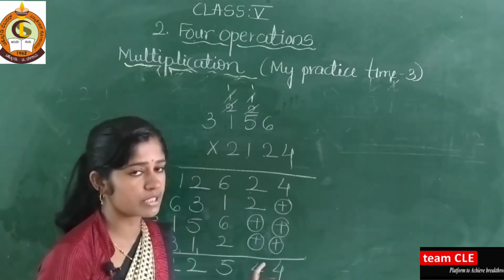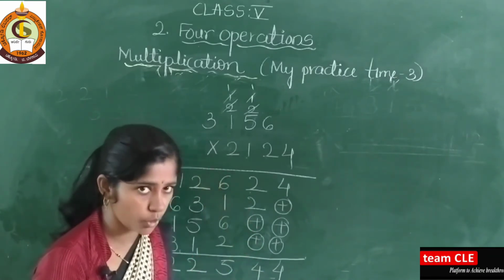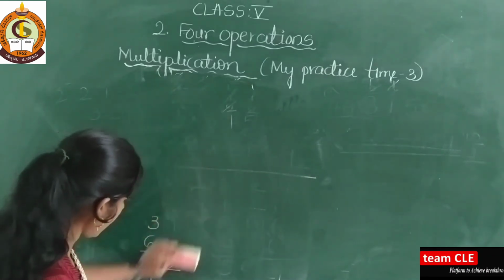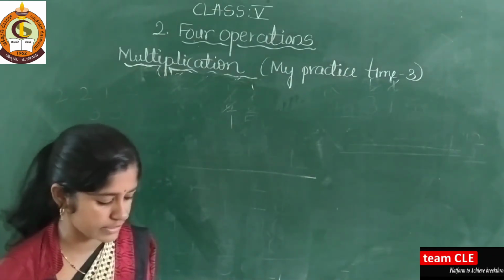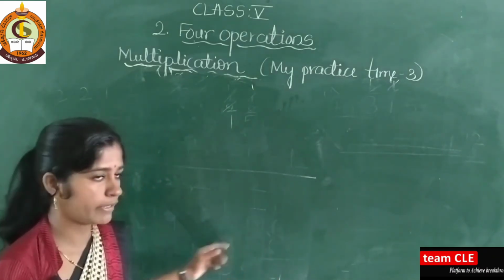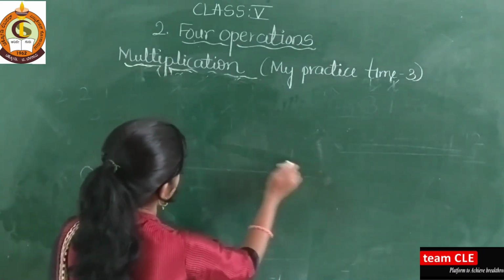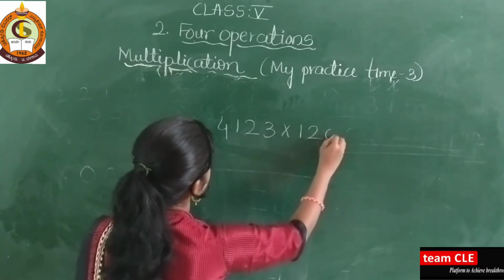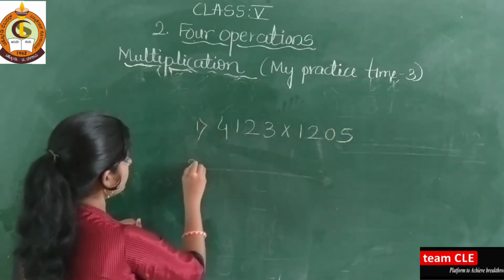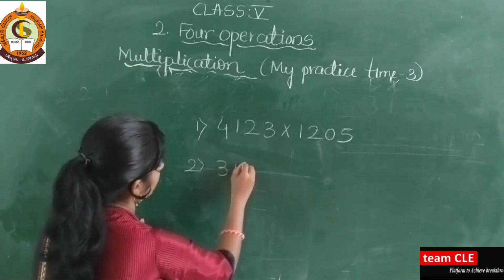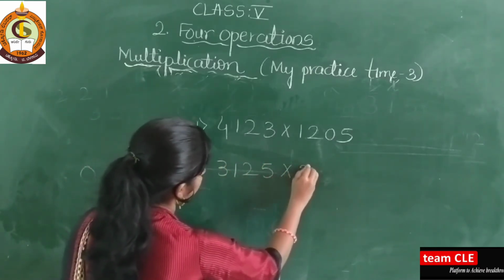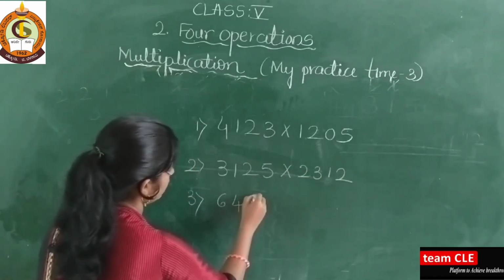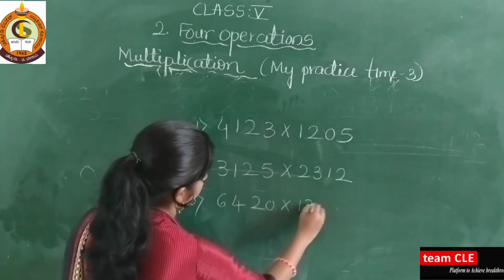While practicing, first you practice whichever examples I have solved on the board. Next you practice the next example. So let us take some examples as homework, because in your textbook only 2 examples were there. Already I have solved them. For your practice I will give these examples. Take 4, 1, 2, 3 into 1, 2, 0, 5. First one. Next one 3, 1, 2, 5 into 2, 3, 1, 2, and you take one more example 6, 4, 2, 0 into 1, 3, 2, 5.